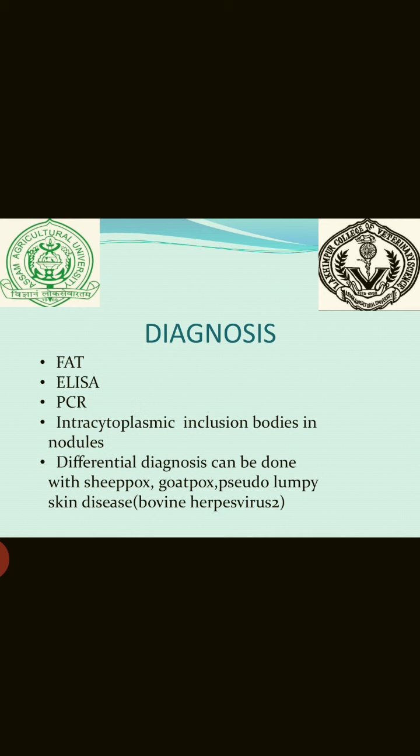Diagnosis: diagnosis is done by microscopic examination. Microscopic examination of the nodules finds intracytoplasmic inclusion bodies. Also, this disease can be confirmed by FAT, ELISA, PCR, and different serological tests. Differential diagnosis can be done with sheeppox, goatpox, and pseudo lumpy skin disease.